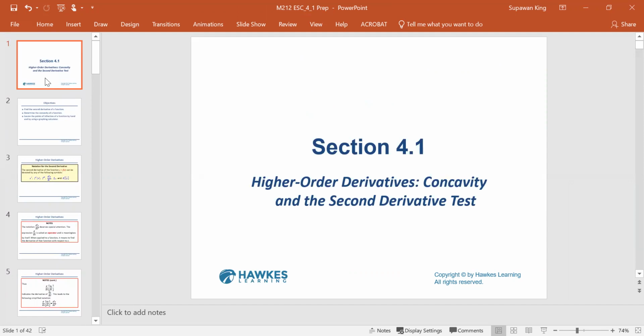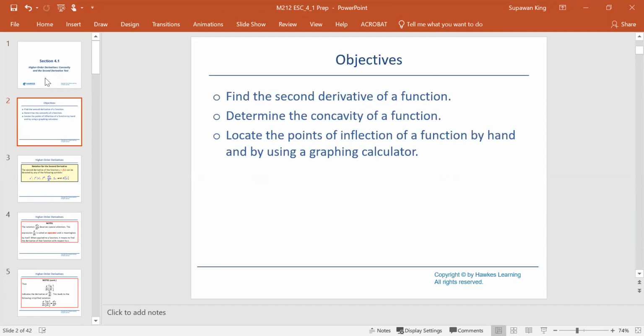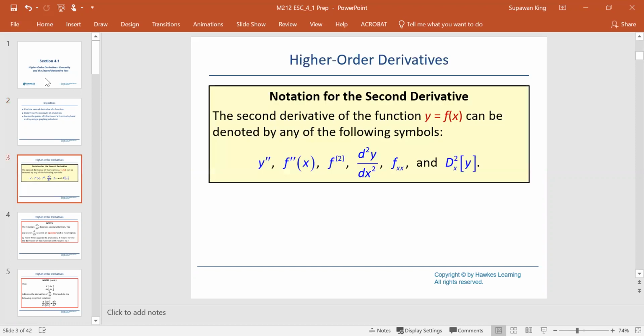Section 4.1 Higher order derivatives, concavity and the second derivative test. In this section, we will find the second derivative of a function, determine the concavity of a function, and locate the points of inflection of a function by hand and by using a graphing calculator. Higher order derivative notation.